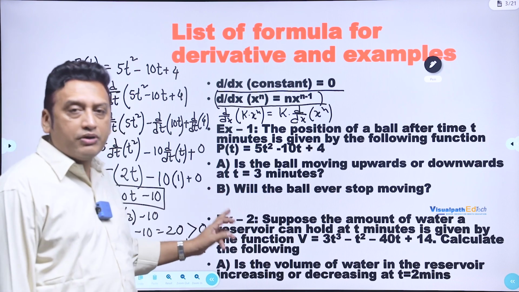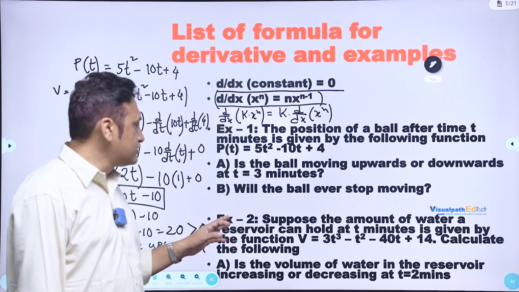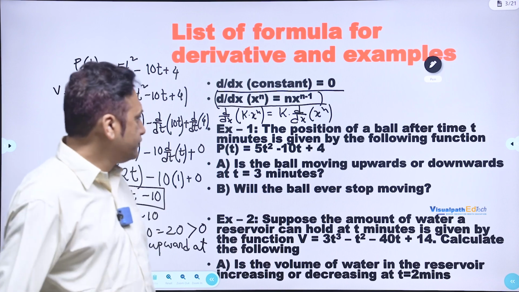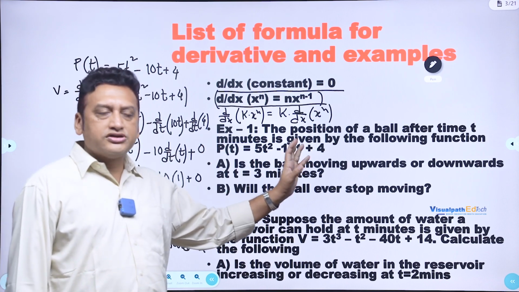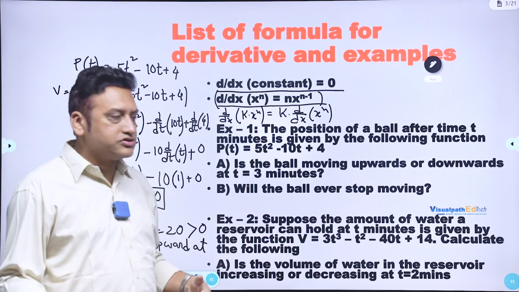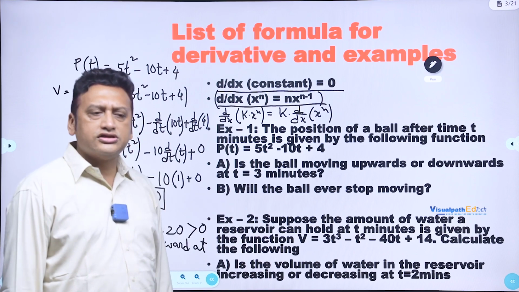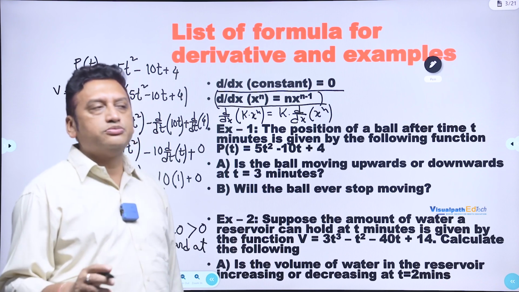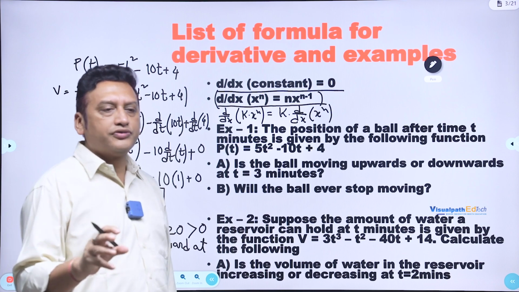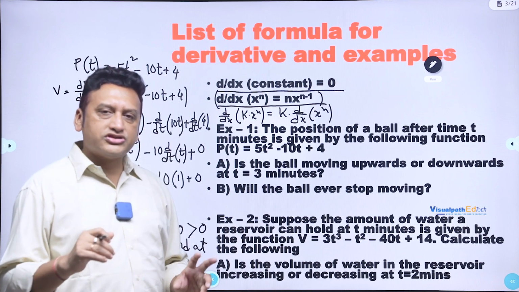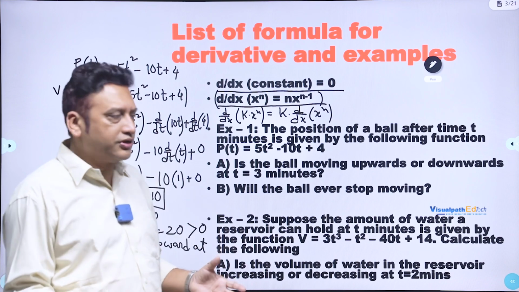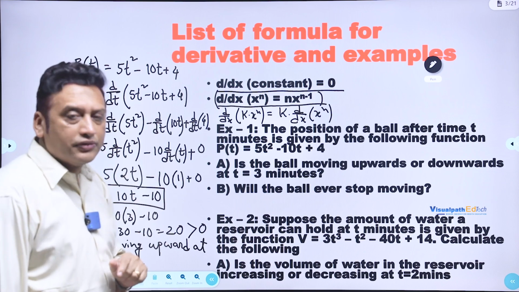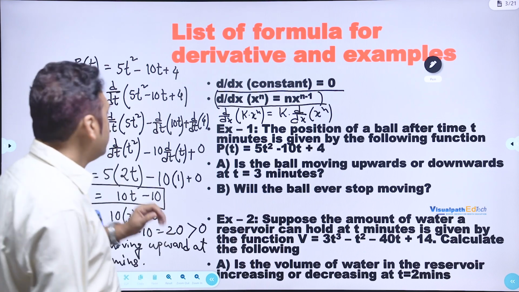Let us come to the second part of the question. The second part of the question says, will the ball ever stop moving? That is a question. There is a positional expression which is given to you. You have to find out the velocity, and then the next part of the question says, will the ball ever stop moving? Now, that is only possible when the velocity becomes 0. When the velocity of a moving body becomes 0, obviously the body is stopping. So, let us find out whether it will stop or not, and if it does stop, then at what time will it stop? Okay.